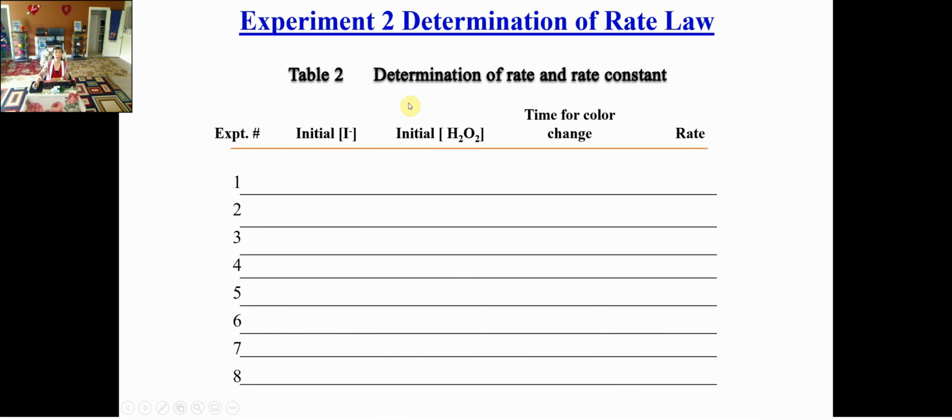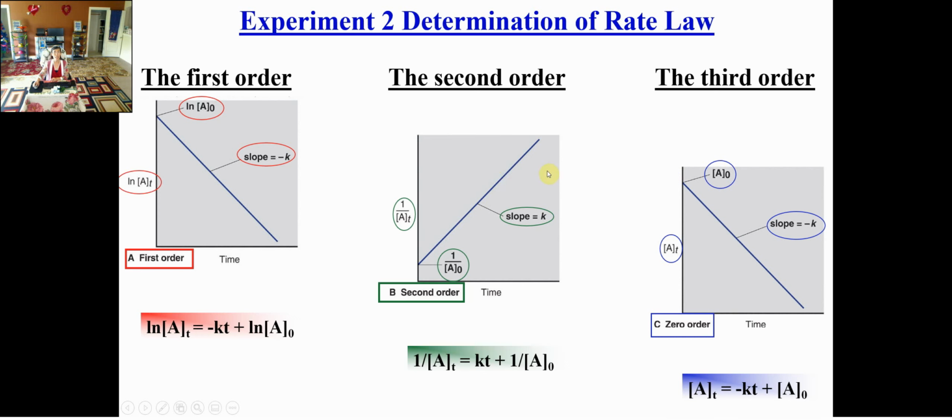And then I give you a second table to show the determination of your rate and rate constant. Make sure you recorded your new initial concentration. You control that. You did this different dilution. And then you are going to determine the time of your color change. Imagine you have a timer, determine the color change, and then you can calculate your rate.